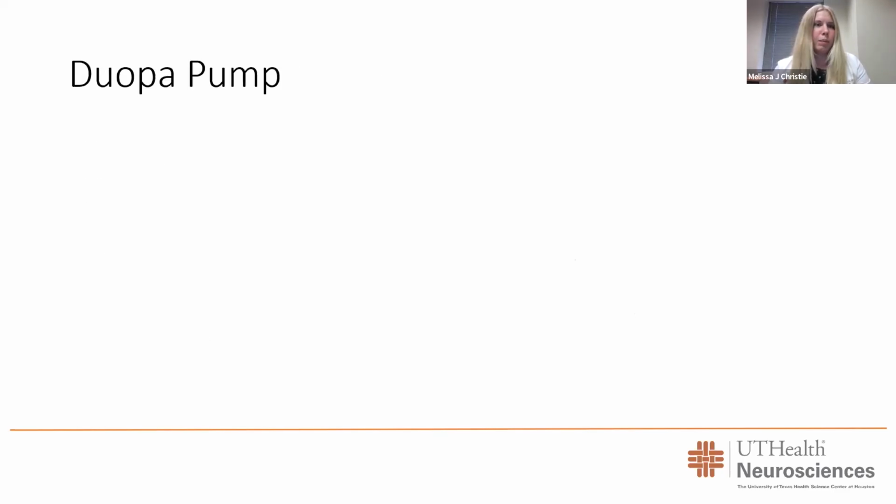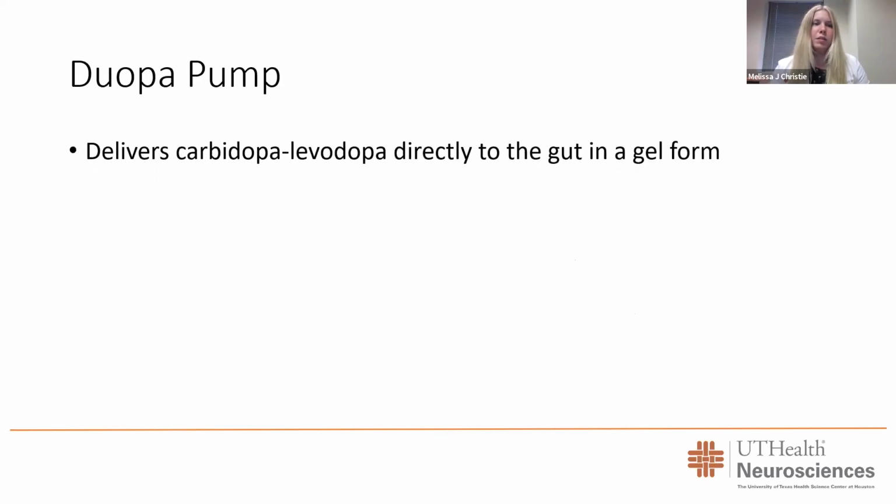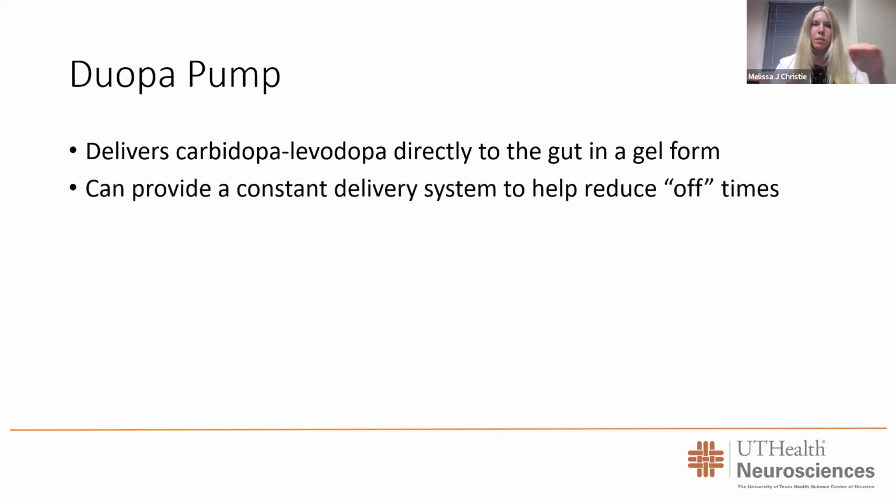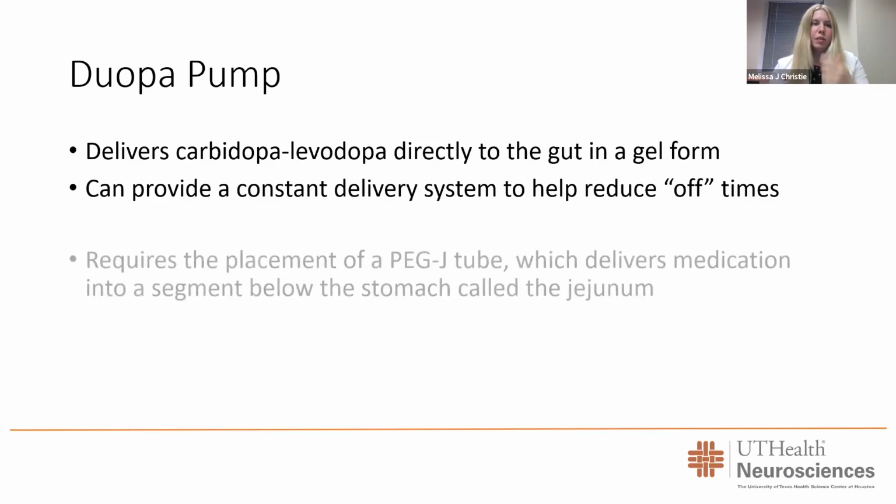And the last surgical option is the Duopa Pump. This helps deliver carbidopa-levodopa directly to the gut in the form of a gel. And so this can help keep symptoms more stable. And it can be used in conjunction with the other surgeries. There's not many patients that have both, but you can have DBS and the Duopa Pump, or have had the focused ultrasound and the Duopa Pump, because this is all just surgery around the gut area.